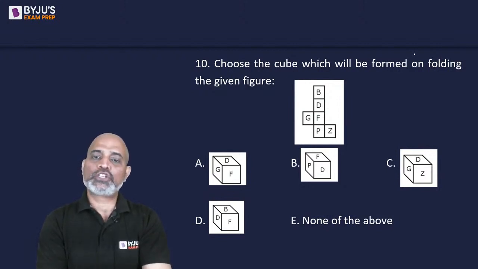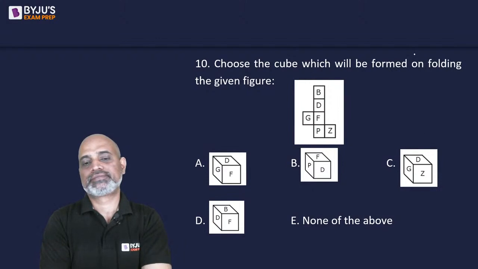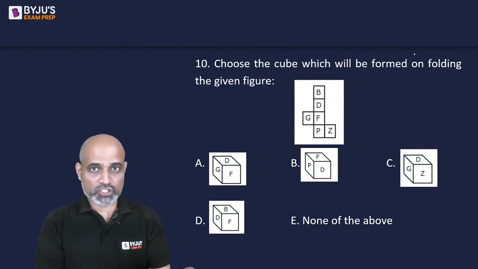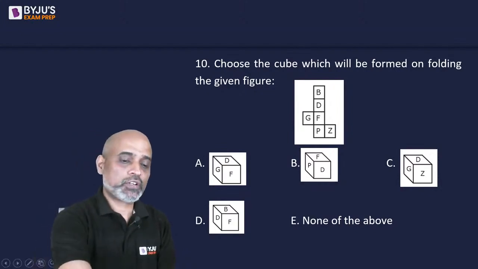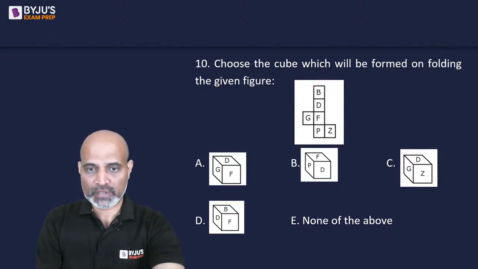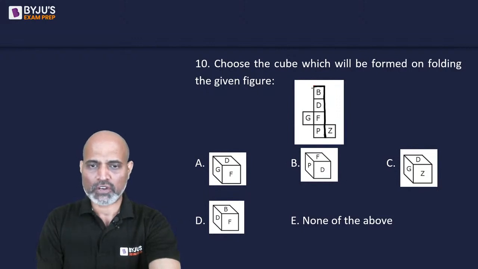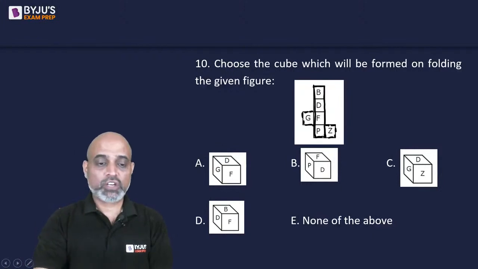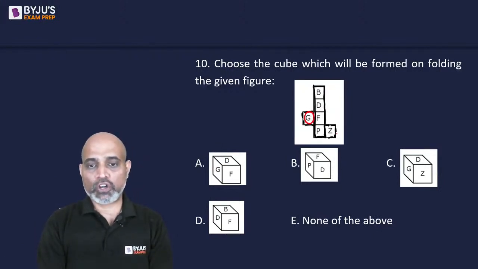हाँ, सो चूज द क्यूब विच विल बी फॉर्म्ड ऑन फोल्डिंग द फिगर गिवन. So, getting a 3-dimensional cube out of a piece of paper which is 2-dimensional. So when you have figures like this, तो याद रखना, this particular shape is the backbone. Okay, we call it backbone of the dice. ठीक है, and these two are called flaps. आप लोग flap जानते हो? Flaps and the backbone.